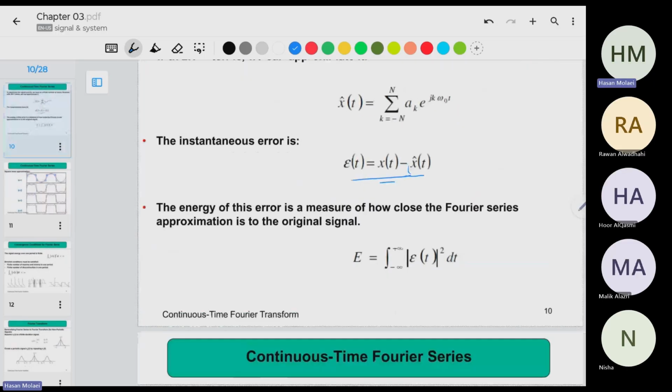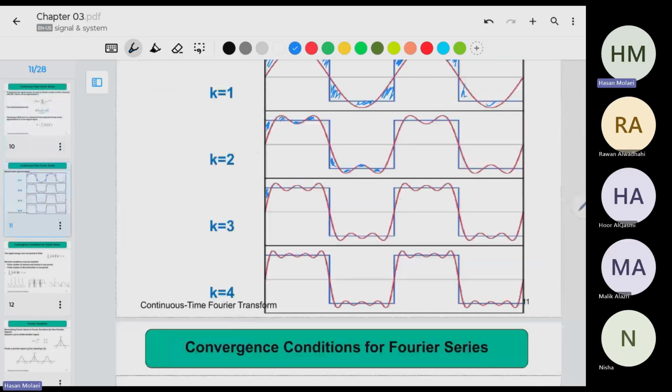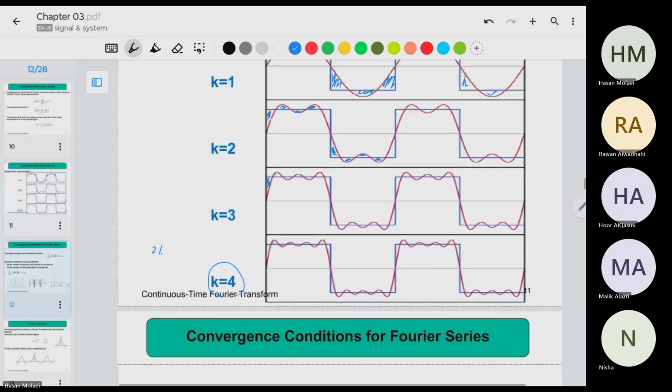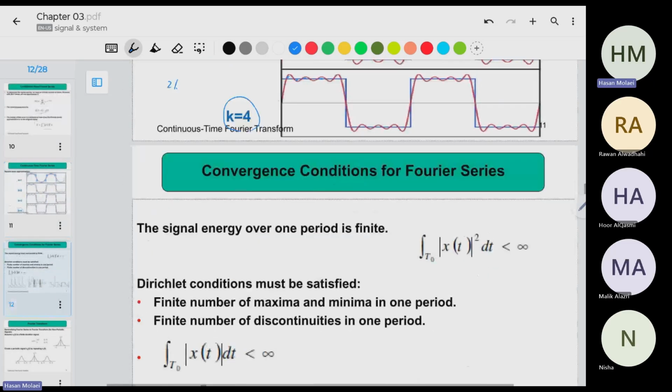x(t) minus its estimation. And here again, if I add the number of sinusoids, you can see the error is, to get zero error, I need to have infinity. And we can find, for example, for 2% error, how many sinusoids we should use through this relationship. We usually never do that.